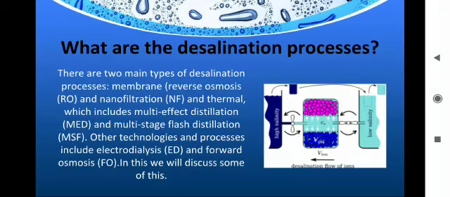Now we will discuss what the desalination processes are. There are two main types. The membrane processes include reverse osmosis (RO) and nanofiltration (NF), and the second type, thermal, includes multi-effect distillation (MED) and multi-stage flash distillation (MSF). Other technologies include electrodialysis (ED) and forward osmosis (FO). We will discuss some of these.